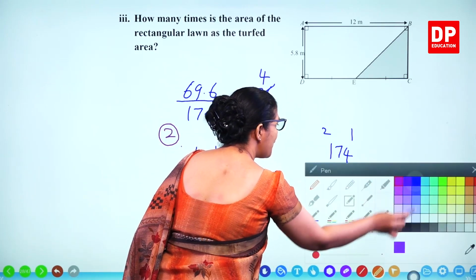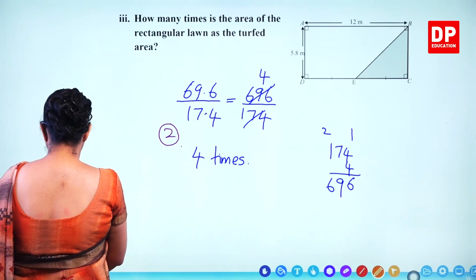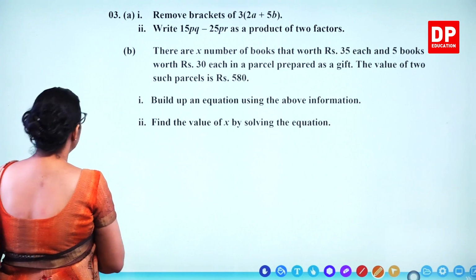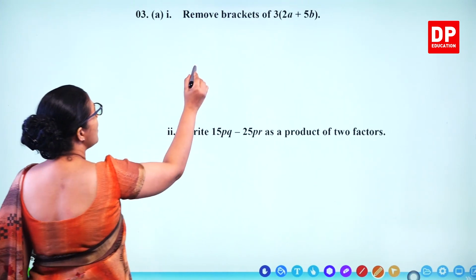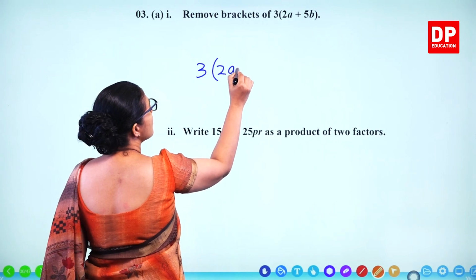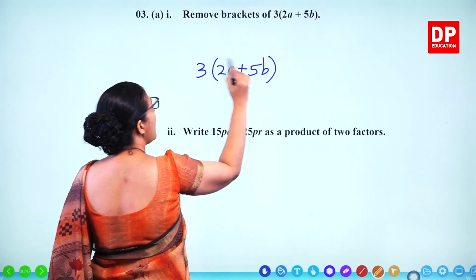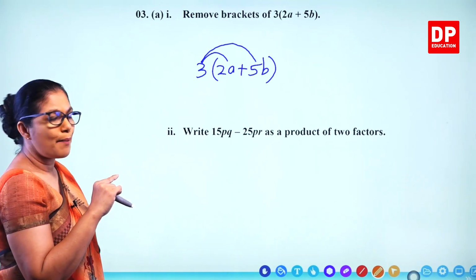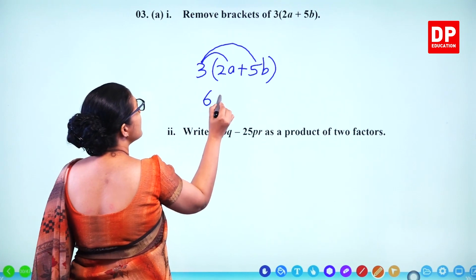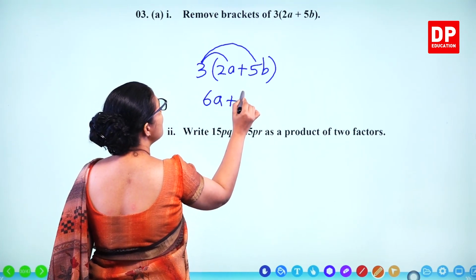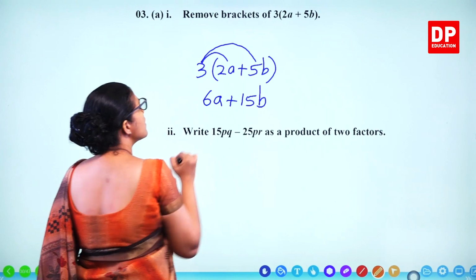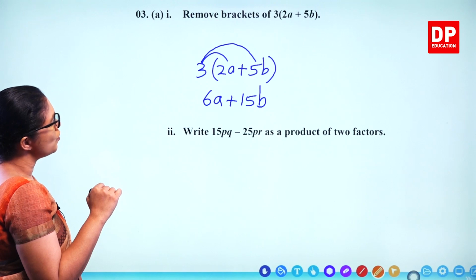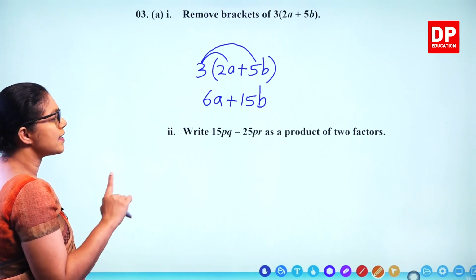Let's take question number 3. So you get 2 parts again. Remove brackets of this one. So how do you remove? You have to multiply all the inside terms by the outside number. 3 times 2a, 6a. 3 times 5, 15, you get b. So 6a plus 15b. Write 15pq minus 25pr as a product of 2 factors.